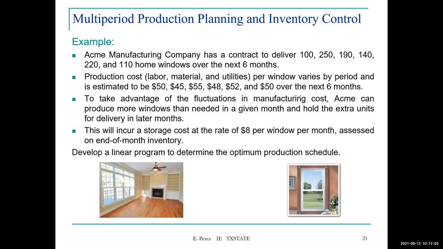To take advantage of the fluctuation in manufacturing costs, the company can produce more windows than needed in a given month and hold the extra units for delivery in later months. This will incur a storage cost at the rate of $8 per window per month, assessed on the end of month inventory. So what we want to formulate is a linear program to determine the optimal production schedule.